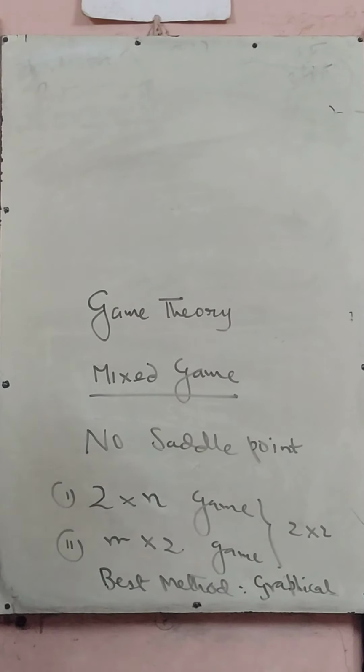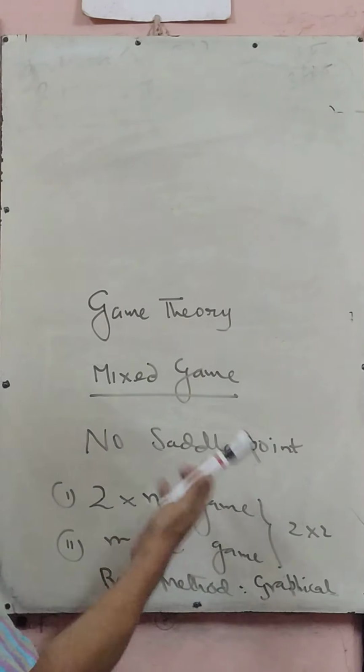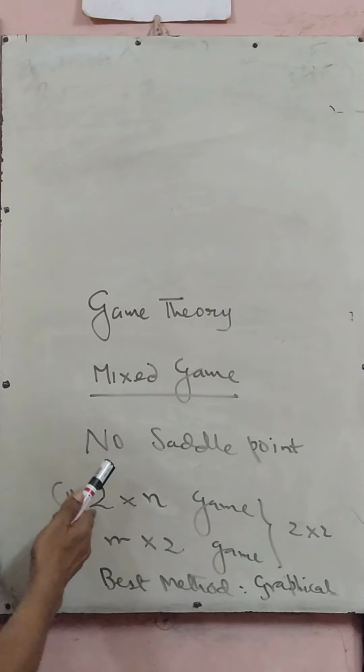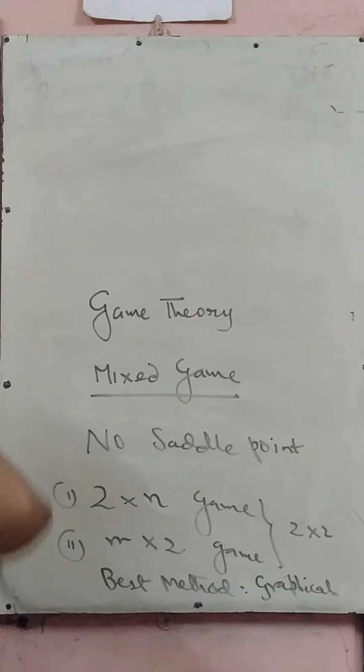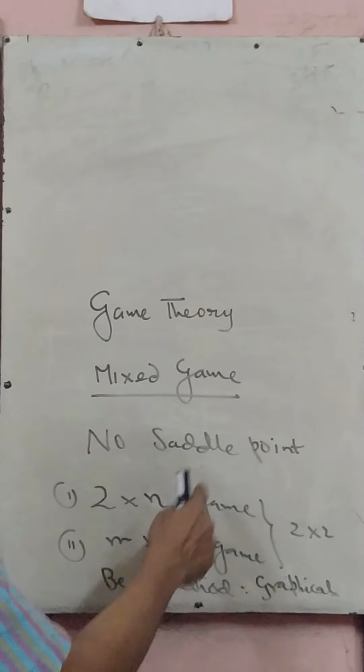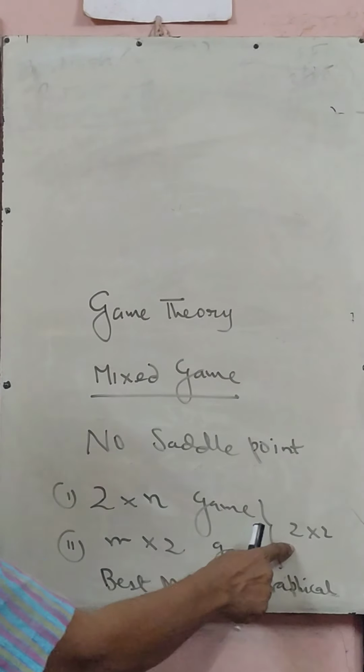Now, suppose you find a game with 2 rows and more columns, like 2 by 3, or 2 rows and 5 columns. That means the maximizing player has two strategies, but the minimizing player has 5 or 4 or more than 2 strategies. So the game will be 2 by n, or m by 2, where the maximizing player has m strategies, which is obviously more than 2, but the minimizing player has only 2 strategies. So these two cases must be converted to 2 rows, 2 columns.